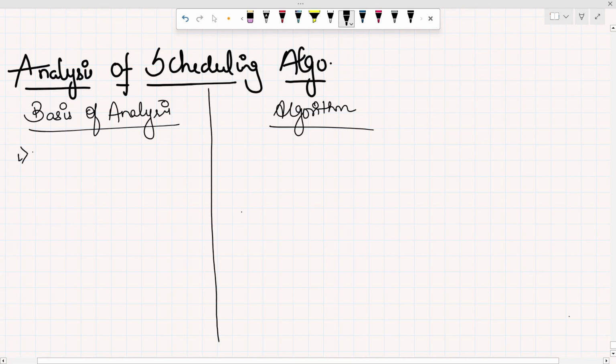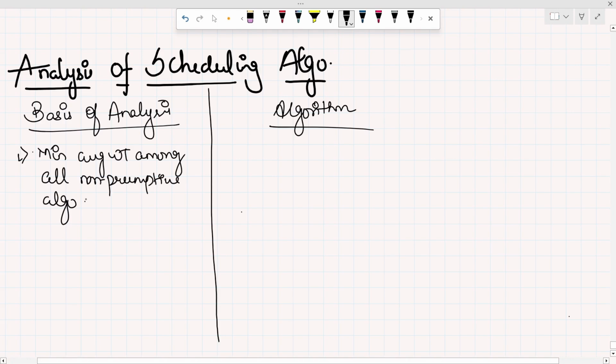We basically see two things. First of all, the basis of an algorithm, and the second thing is the algorithm which is suited for that particular basis. The first basis is minimum average waiting time among all non-preemptive algorithms. So name that algorithm which gives us a minimum average waiting time among the non-preemptive algorithms.